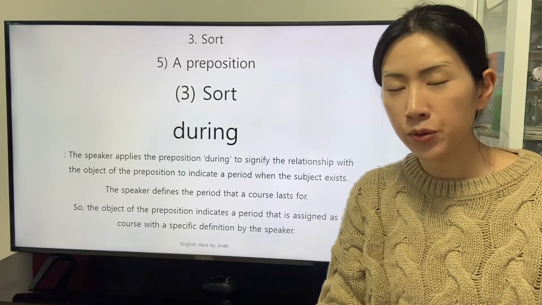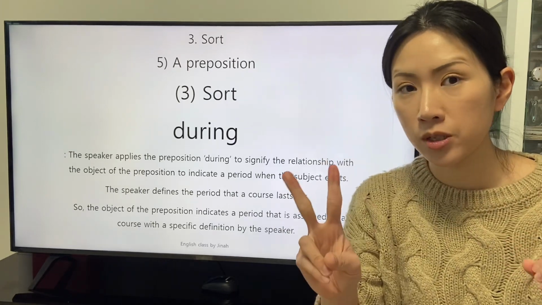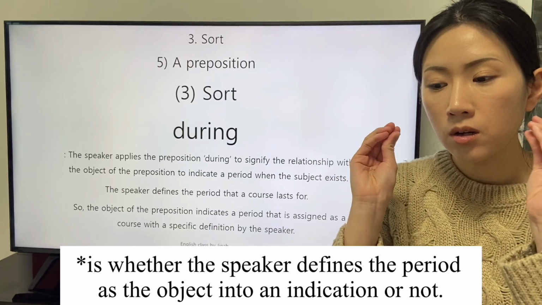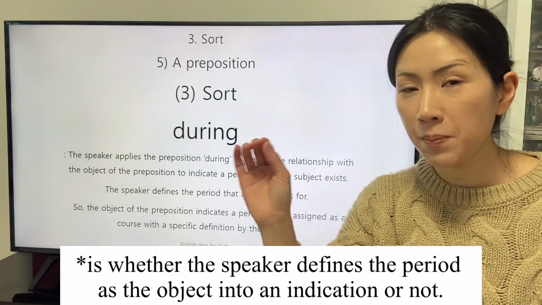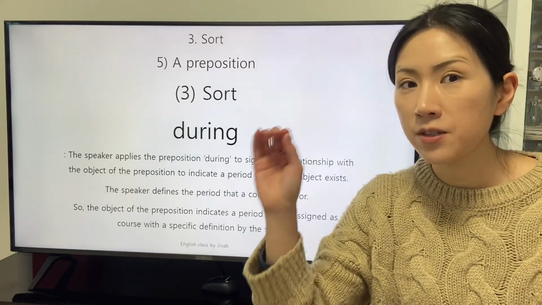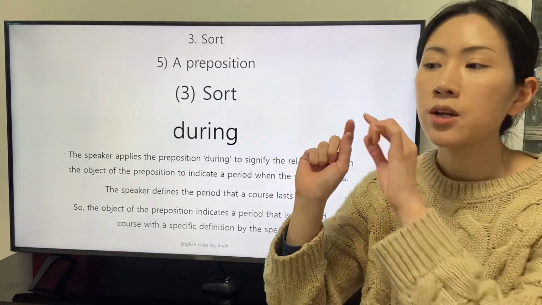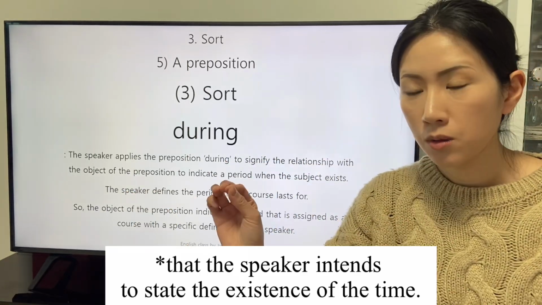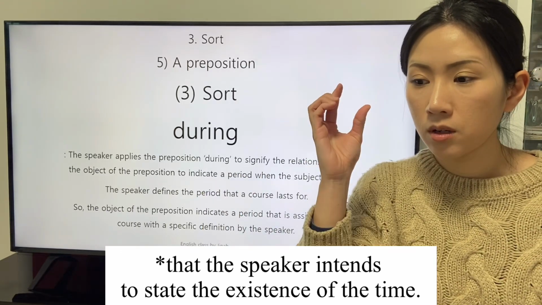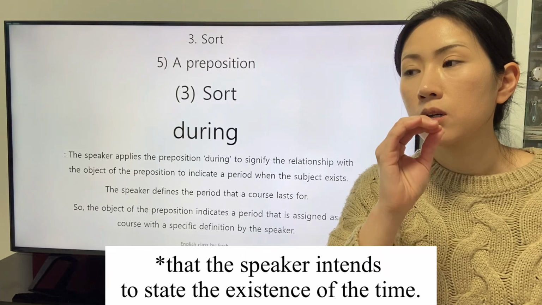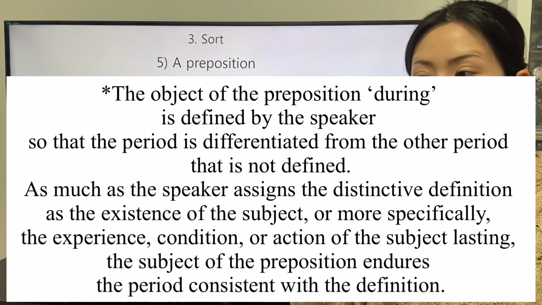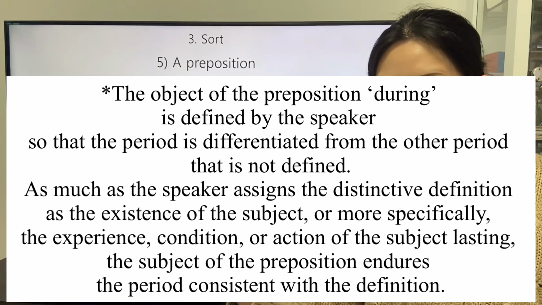The difference between the two prepositions: the object of the preposition for indicates the period. The object of the preposition during is defined by the speaker.